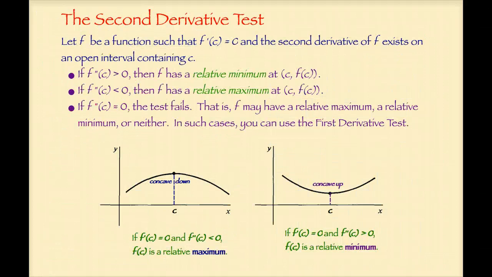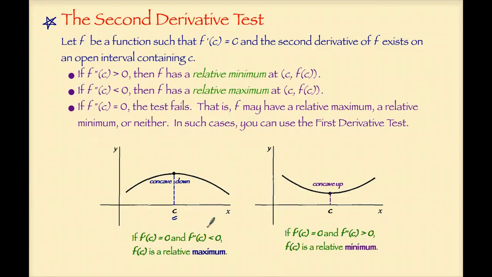Now let's discuss the second derivative test. The second derivative test is a way to tell whether or not a value is a max or a min. Before I read the definition, let's look at these pictures. Let's imagine that c is a critical number. We know this because f prime of c is equal to 0. We found that the first derivative at c is 0. There's a horizontal tangent there. We just don't know if it's a max or a min value.